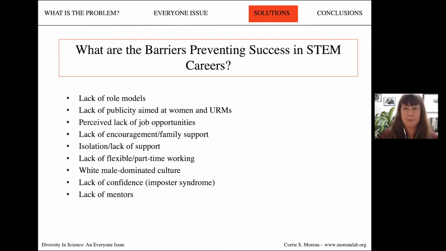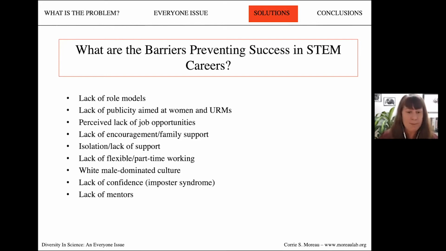So what are the barriers that are preventing success in STEM careers? Well, first, we know there's a lack of role models, right? We've seen that at the highest tiers, women and other underrepresented groups are only marginally included. We know that there's a lack of publicity aimed at women and underrepresented groups. There's a perceived lack of job opportunities, unfortunately, and often this is coupled with a lack of encouragement or family support for women and underrepresented groups. Often, once you are included, there's isolation and lack of support. And the lack of flexibility in part-time working can often disproportionately push out women and underrepresented groups who are more likely to be involved in childcare and aging parent care.